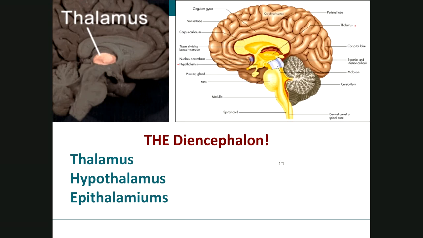So let's go to the next region, and that's called the diencephalon. The diencephalon has 3 regions. This is the thalamus. Underneath it is the hypothalamus, and posterior to it is a region called the epithalamus. Again, looking at this image, we know this is posterior because we could see the cerebellum, and this is anterior.